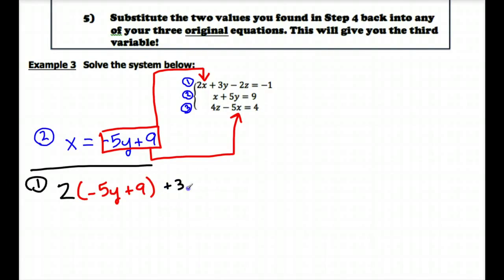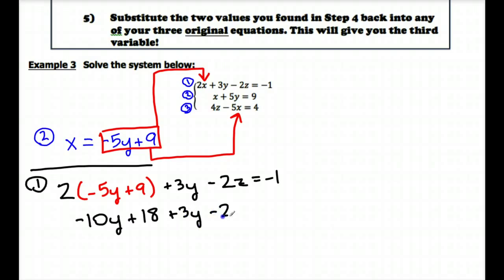Plus 3y minus 2z equals negative 1. This gives me negative 10y plus 18 plus 3y minus 2z equals negative 1. Combine my y's, I get a negative 7y minus 2z. And then I can also subtract this 18 over to get negative 19 on this side. So I'm going to label this as equation 4.